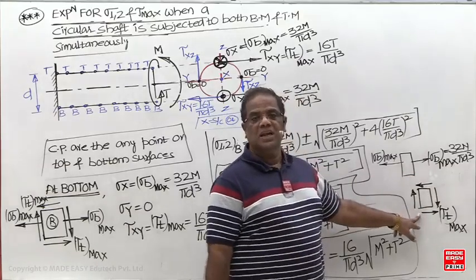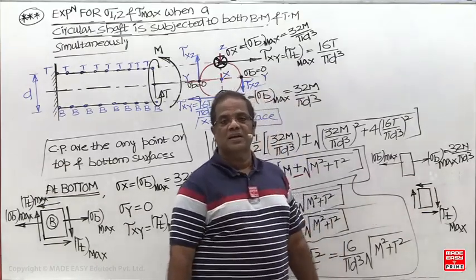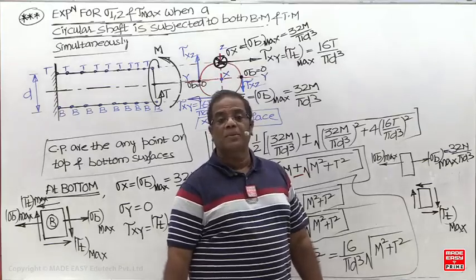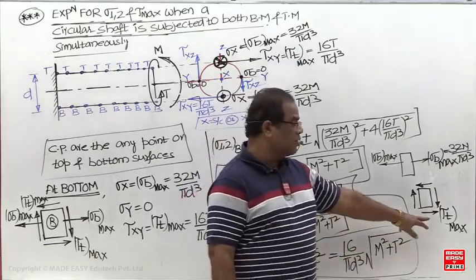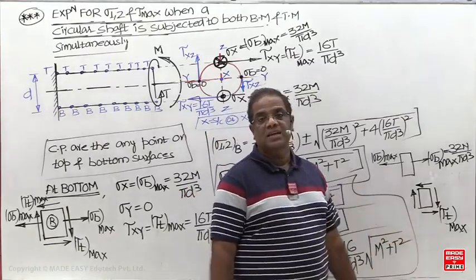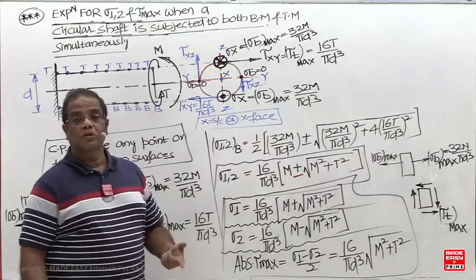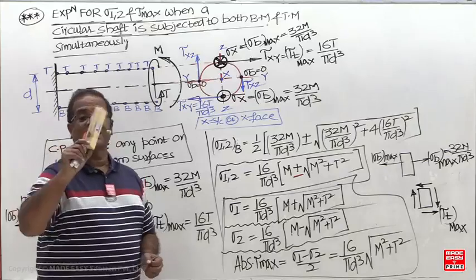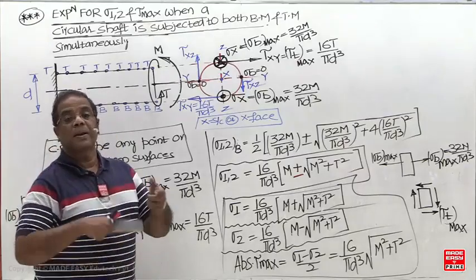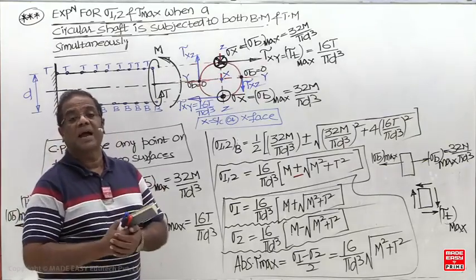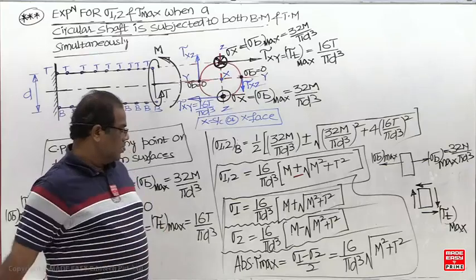Now a pure shear state of stress. Under pure shear, what have you studied? Maximum tensile, maximum compressive, and maximum shear stress are equal to tau max. What is tau max? 16 T by pi d cube. So this equation can be used for pure bending, pure torsion, and both the bending moment and twisting moment acting simultaneously. But they are compulsory when the bending moment and twisting moment act simultaneously.